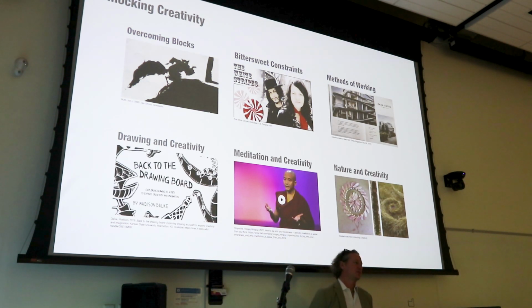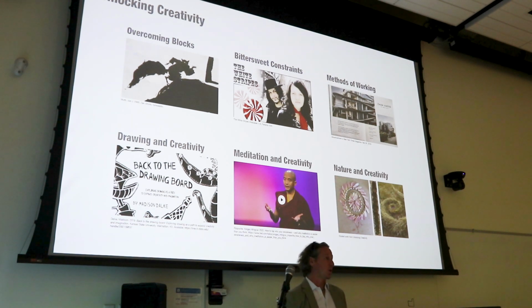Important themes for the semester include overcoming blocks, types of constraints, like external constraints being bitter, or learning from some creative artists like the White Stripes, who create constraints for themselves in order to become more creative. You will only see red, white, and black in their promos, for example, and all of their marketing materials and their branding. We talked about methods of working, both individually and in groups, and the importance of drawing, meditation, and nature in terms of creativity.